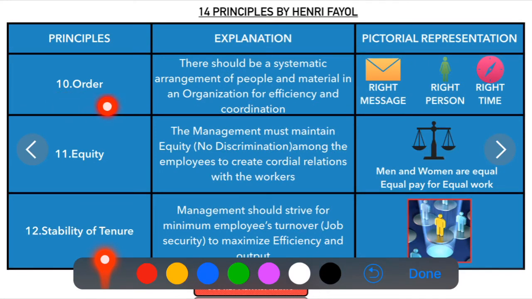Coming to the 10th one, which is nothing but the order, there should be a systematic arrangement of people and material in an organization for efficiency and coordination. So, the right message given to the right person at the right time is very important. 11th one is equity, which means that the management should maintain equity without any discrimination of sex, age, gender, etc. among the employees to create cordial relations within the workers. So men and women getting equal pay for equal work are some of the examples of the equity principle.